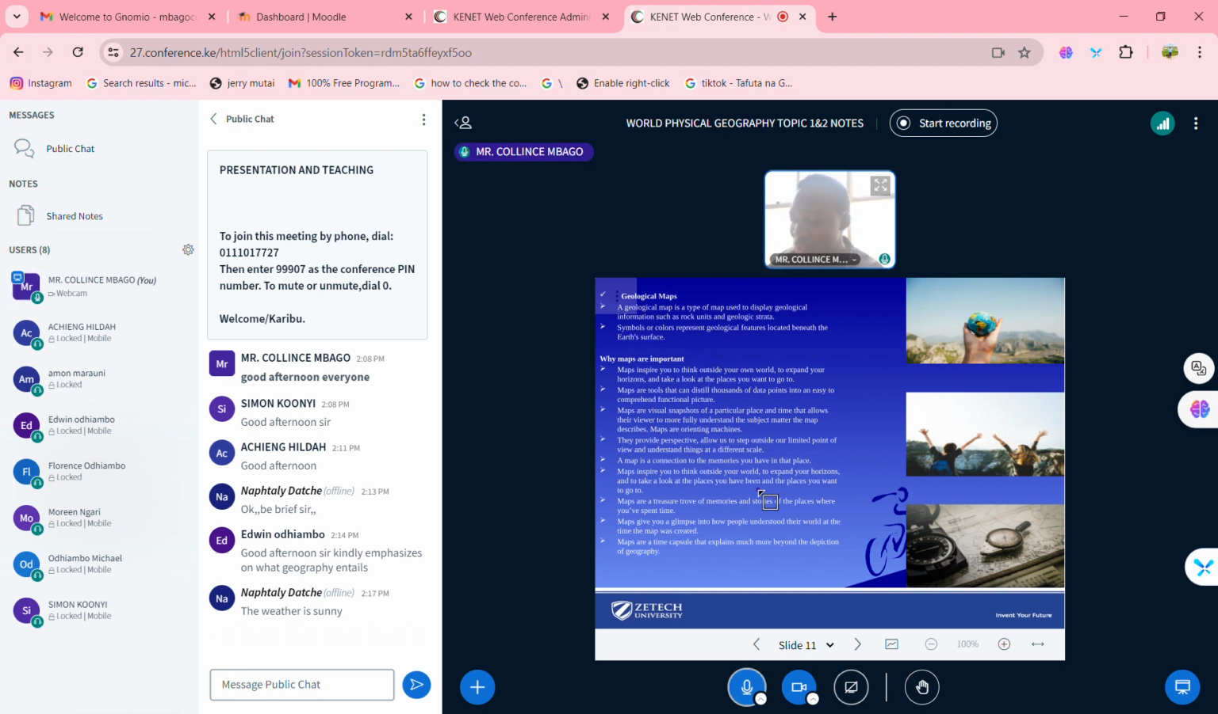Then we have another point. A map is a connection to the memories you have in a place. Maps are treasure. They are also treasure troves of the memories and stories of the place where you have spent time. You can see these are the visual aids that we can use when we are speaking about the importance of maps.